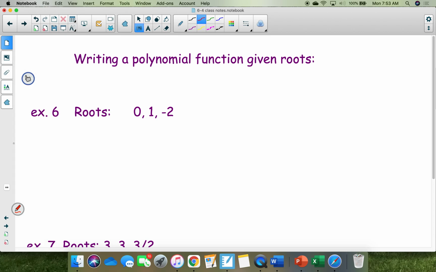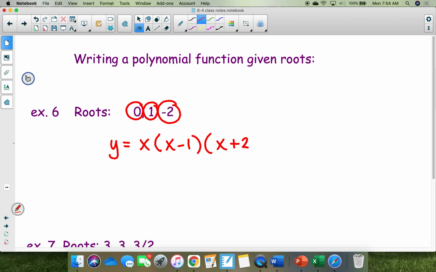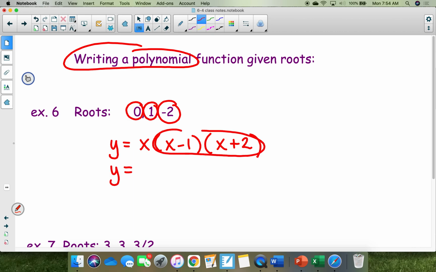Now we're doing the opposite. We have to make a polynomial. If 0 is an answer, this has to be an x. If 1 is an answer, it's going to be x minus 1. And if -2 is an answer, it's going to be x plus 2. And then they want you to write a polynomial like we just got done doing. So y is going to equal, I'm going to put these two together first.